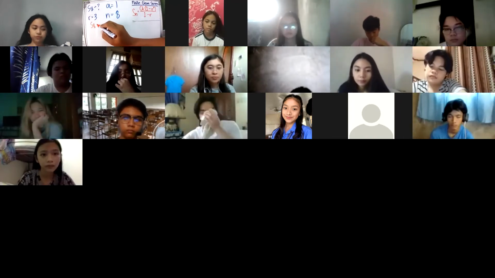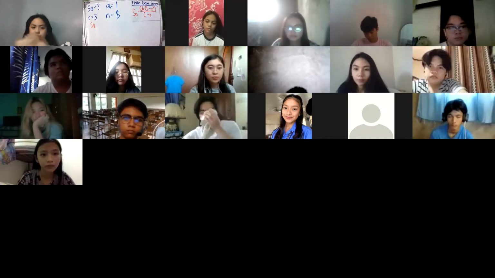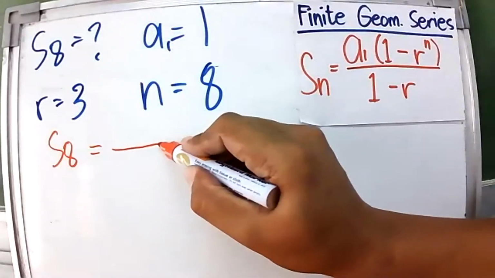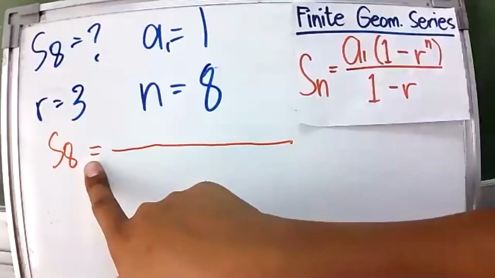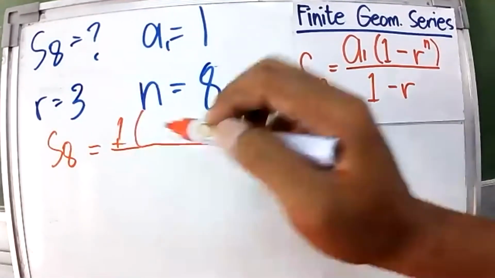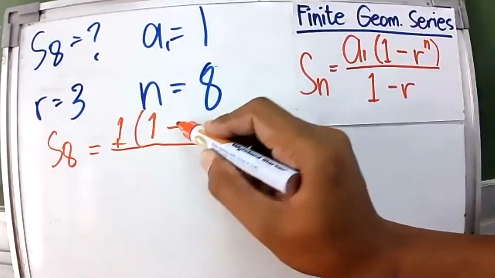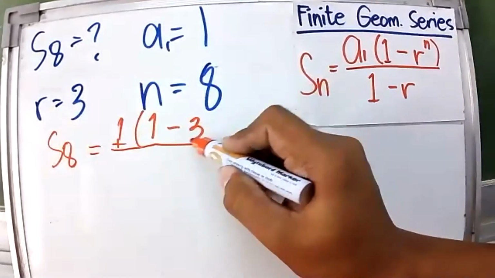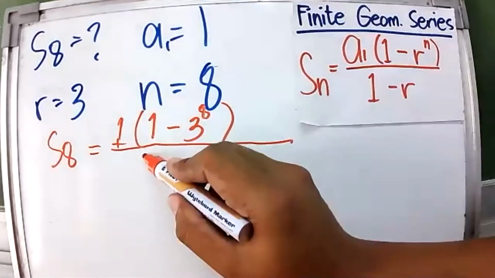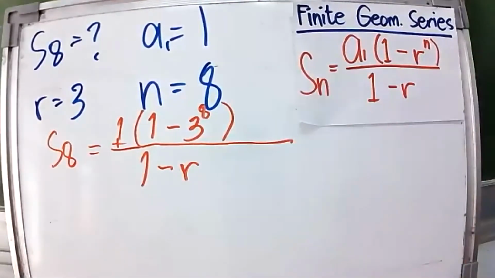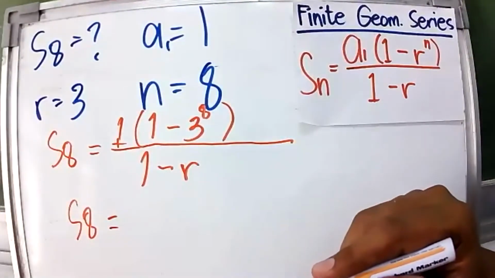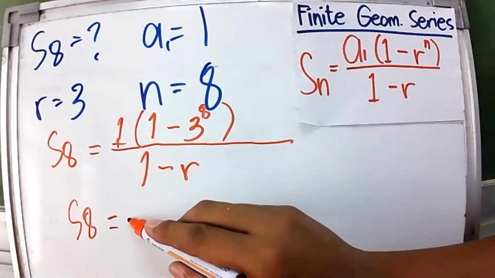S sub 8 is equal to A sub 1 is 1. Again, the fraction bar should be aligned with the equal sign. A sub 1 is 1 times 1 minus R is 3 raised to 8. Close parenthesis. And then 1 minus R. Okay? And then we have S sub 8. Pressing it in the calculator, it's direct. But if you want manual computation, it's okay.